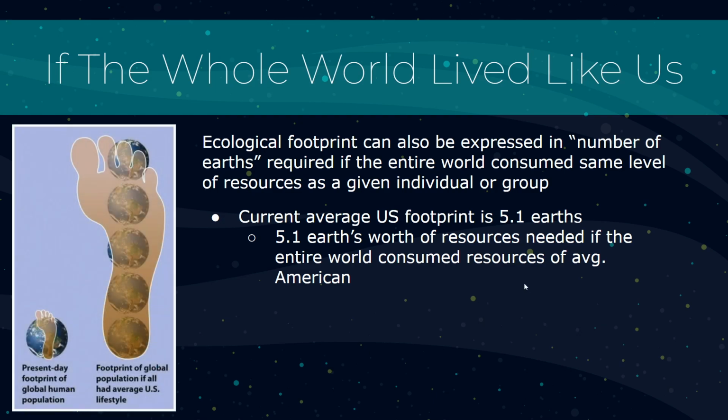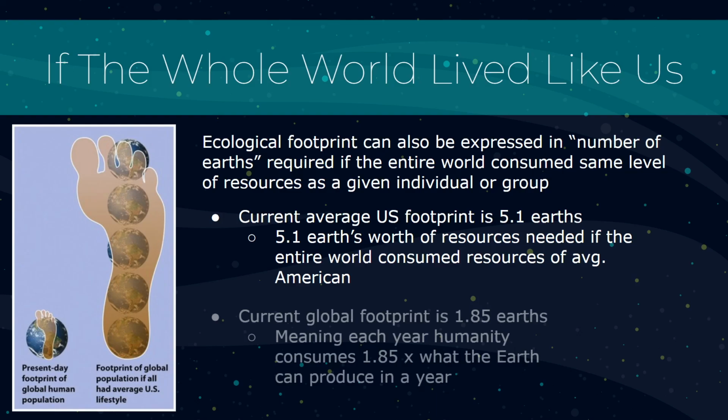The entire global ecological footprint is 1.85 Earths. What that means is right now, all of humanity collectively is using 1.85 times what the Earth can generate in 1 year. In 1 year, we're using almost double what the Earth is capable of producing and supporting in any given year. We're already, as a global society, living in an unsustainable way when it comes to our ecological and carbon footprints.